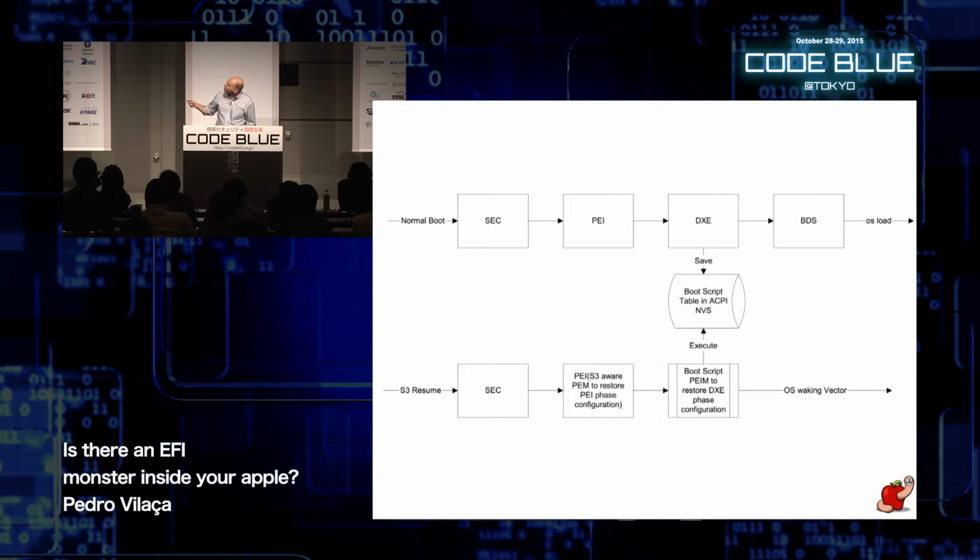This is another chart that shows you two boot paths. This is the normal one. When your computer is off and you start it, it follows this one: the SEC, the PEI, the DXE, and then the boot device.